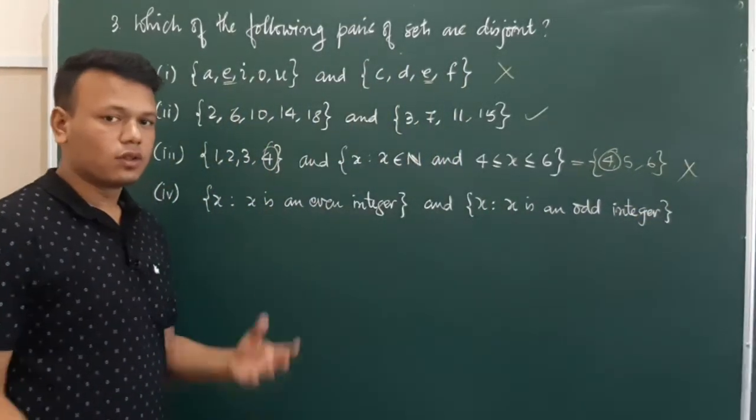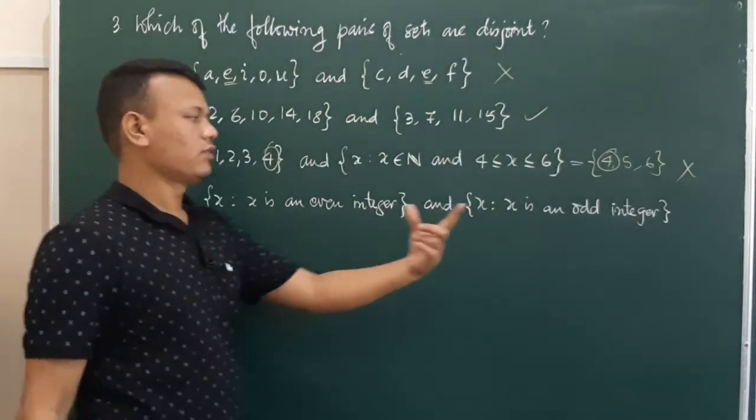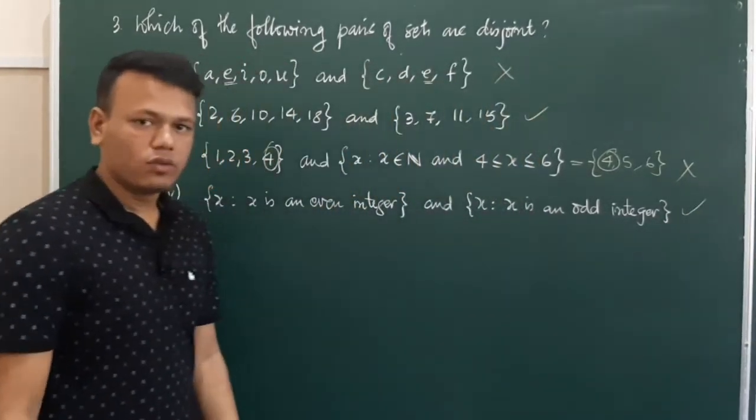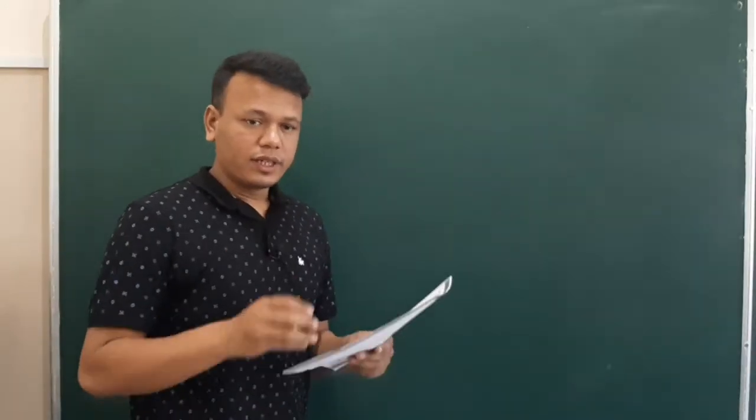Let's have a look at this. Obviously this set contains only even integers and this set contains only odd integers, so that's why this forms a disjoint pair of sets. All right, now let me take question number 5.